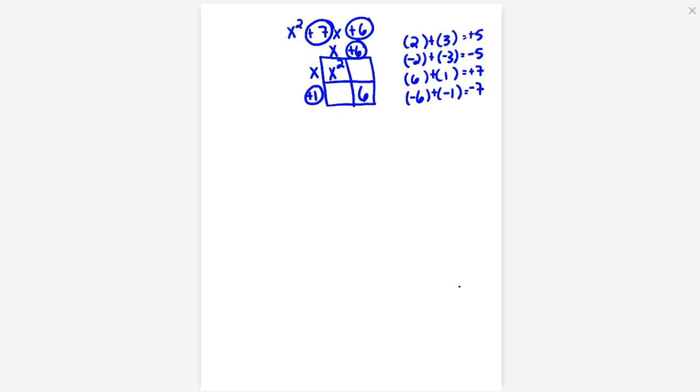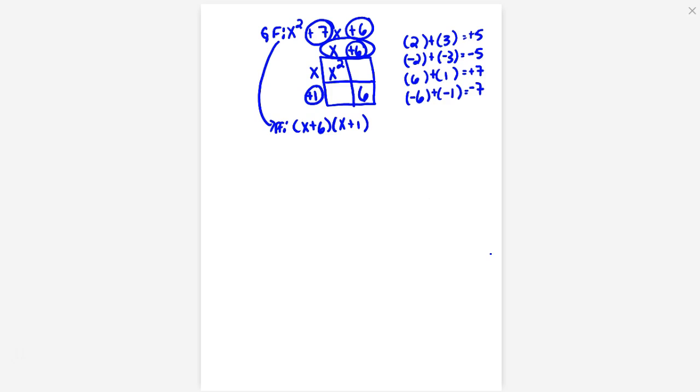Last step 4, rewrite general form to factored form. Okay, so we just take the top part of our area model, x plus 6, times x plus 1. Okay, so here's general form, and here is factored form.